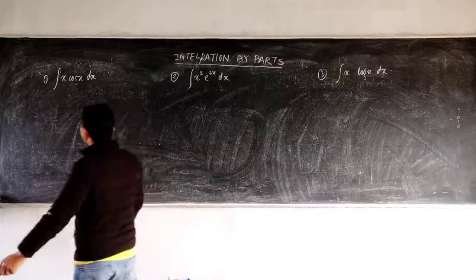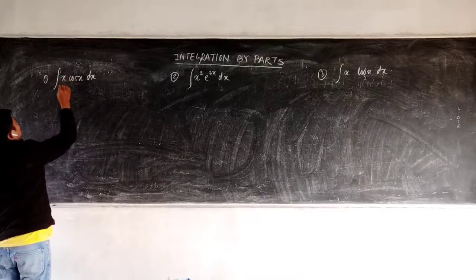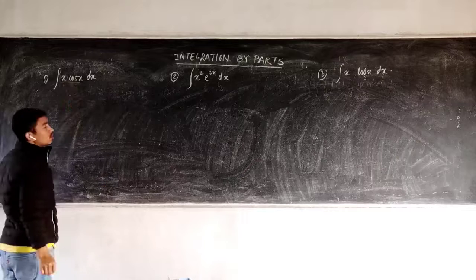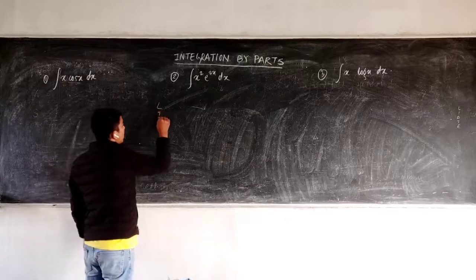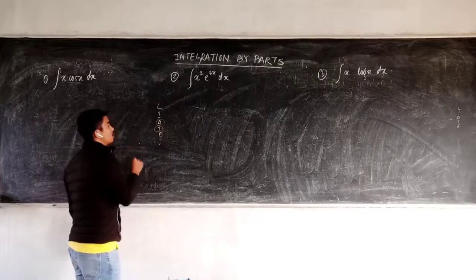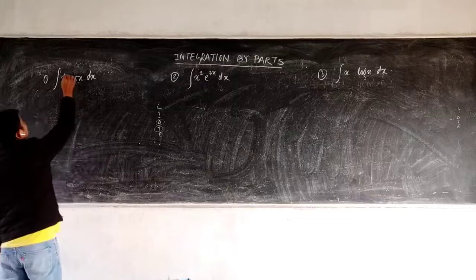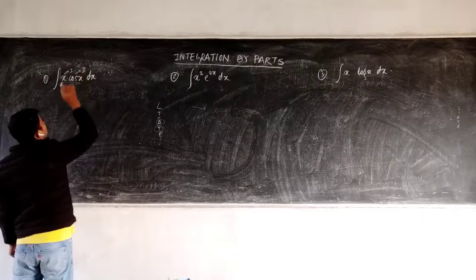Coming to the first problem, here we have two functions. The first one, x, belongs to the algebraic, and the second belongs to the trigonometric. When we go by the rule of LIATE, we see that algebraic comes before trigonometric. So in this case, I'll be taking x as the first function and cos x as the second function.